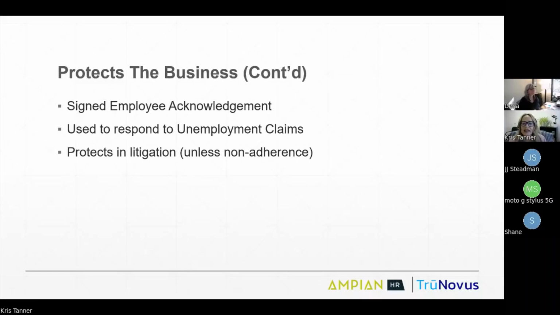And finally, the handbook can be used to protect you in litigation. Now, nothing, including an employee handbook, completely prevents litigation, especially if the termination is found to be wrongful termination. But I would say that having a handbook in place, using it, updating it, referring to it, making sure employees know where to find it is a big deterrent to litigation. Unless, of course, you have a handbook that you're not following, and then that could potentially create additional liability, and we'll talk about that in just a minute.